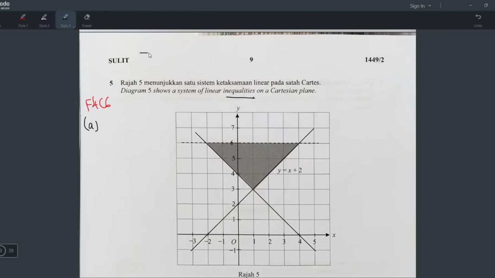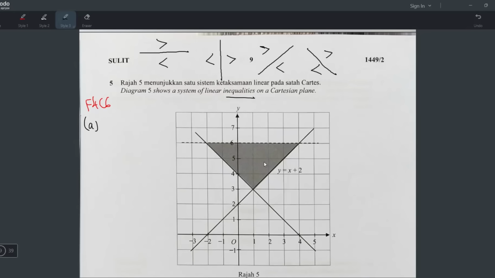If your line is horizontal, then the shaded region above is for bigger, below is for smaller. But if your line is vertical, the right side is for bigger, and the left side is for smaller. And if your line is slanted like this, or maybe slanted like this, above is bigger or smaller? The region above is bigger, and then below is smaller. Same with the slanted line like that. It's also above bigger, below smaller. So you have to know this first.